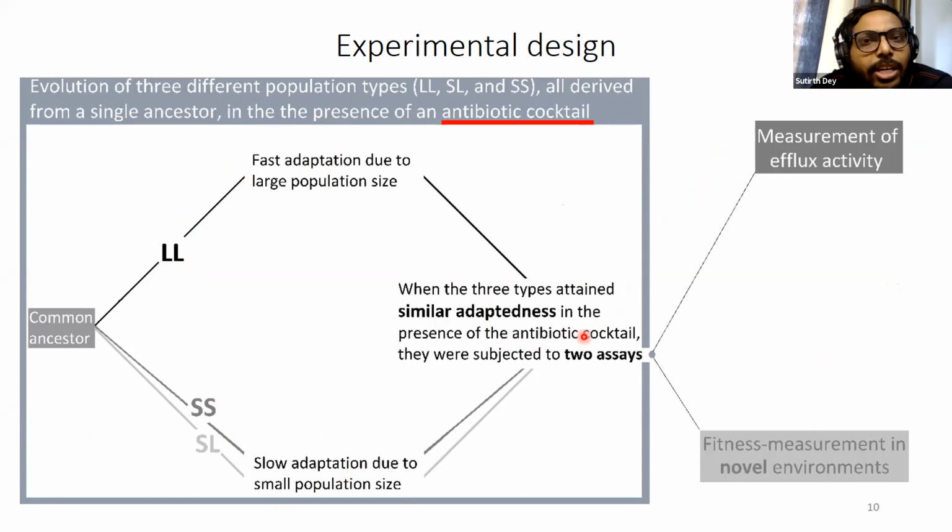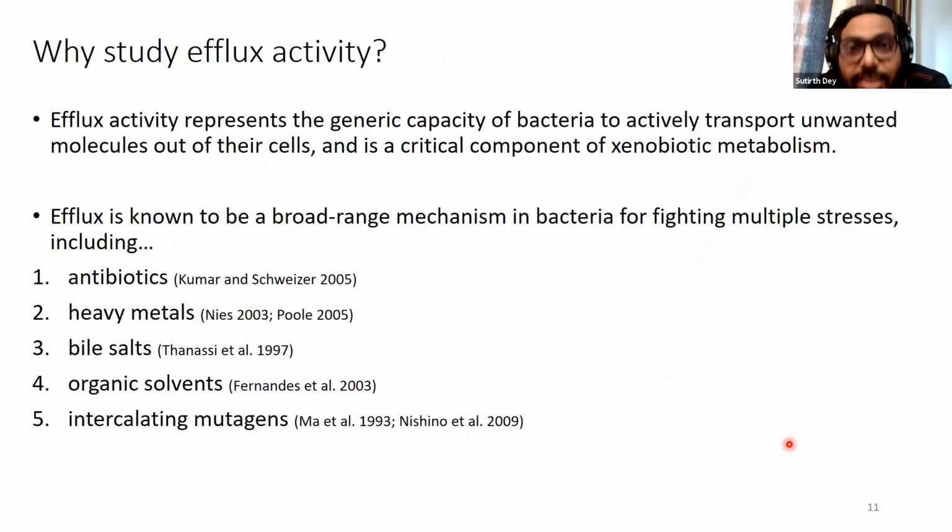In order to do this, we measured 2 different things. We measured what is known as the efflux activity, and we directly measured their fitness in novel environments. So why efflux activity? Prior to that, what is efflux activity? There might be a few people who are not bacterial evolutionary biologists, so I'll quickly mention what is efflux. Whenever there is something inside a bacterium which it doesn't like, one of the mechanisms by which it takes care of it is by simply throwing it out through these so-called efflux pumps, which are basically membrane-bound proteins. These proteins use up energy from ATP, and they throw out all kinds of things, including antibiotics, heavy metals, salts, mutagens, etc. This is known to be one of the major mechanisms by which bacteria fight a broad range of stresses.